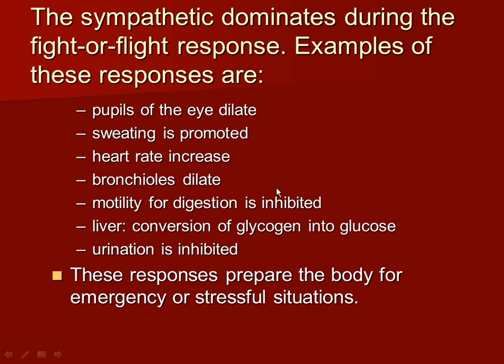So in general, the sympathetic will turn down urination and defecation unless you have to pee so bad and you're in pain and somebody scares you, you're going to wet yourself. It's done.